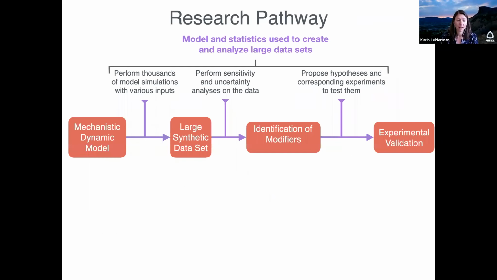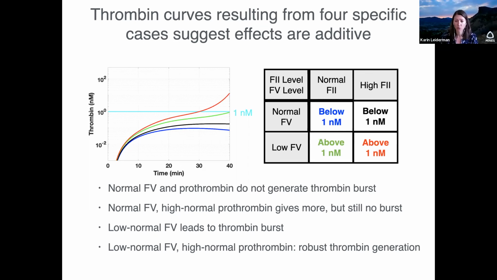Then the combination of the low normal factor 5 and high normal prothrombin produces a robust thrombin response. And this confirms the result of our descriptive statistic, showing that with just these four variations, we should be able to determine if low normal factor 5 and high normal prothrombin enhance thrombin generation in hemophilia A.